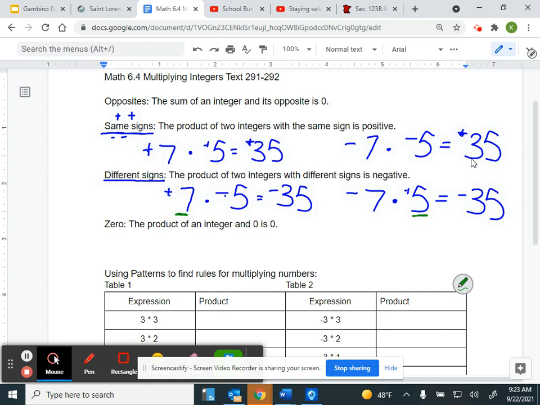And then we have our 0. The product of an integer and 0 is always 0. 0 is never positive or negative, it's just 0. So you could have negative 7 times 0, it's going to equal 0. You could have a positive 5 times 0, it's going to equal 0. So it doesn't matter if it's a positive or negative. If it's multiplied by 0, the answer is just 0.